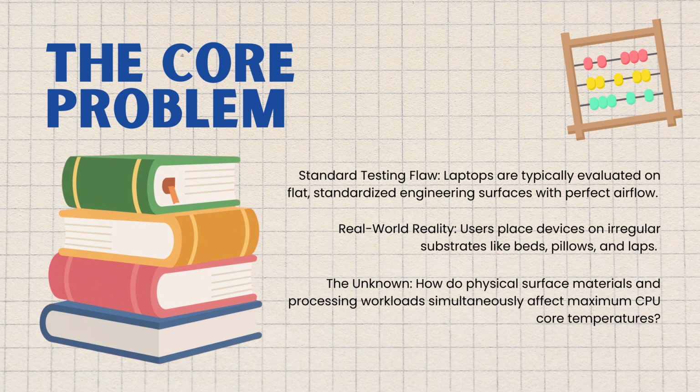Modern laptops rely heavily on dynamic thermal management systems to keep from overheating. When a CPU runs complex tasks, it generates a massive spike in raw thermal output. But here is the problem. Most standardized testing evaluates laptops on flat, hard engineering surfaces with perfect airflow. In the real world, users put laptops on their laps, on pillows, or on top of beds.